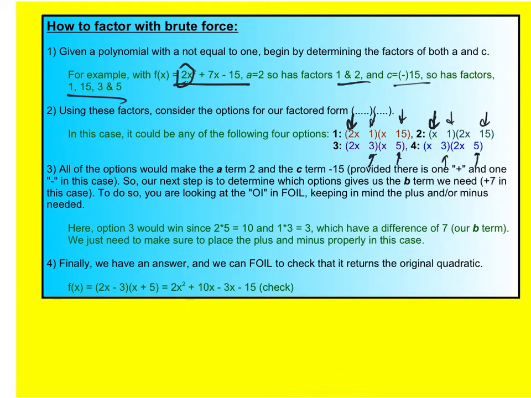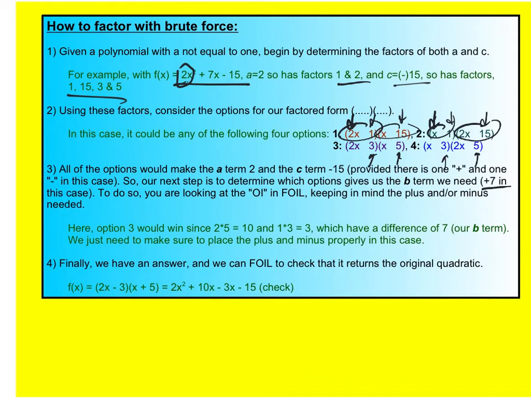So what you can see here is it's all the different combos: 2x with 1 or 2x with 15, is it x with 15 or is it x with 1, and so on. All these options would make the a term a 2 and would make the c term a negative 15, provided one of them was a plus and one of them was a minus. So our next step is to determine which one gives us the b term that we need, which in this case is plus 7. So really what we're looking at is the O and the I in FOIL, keeping in mind the plus or minus as needed.